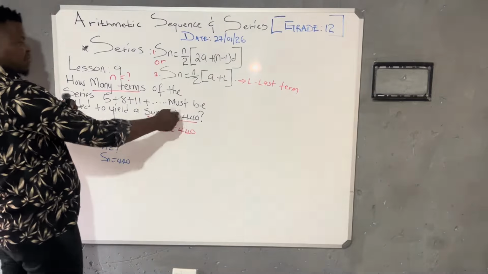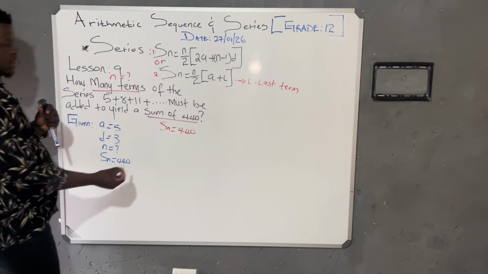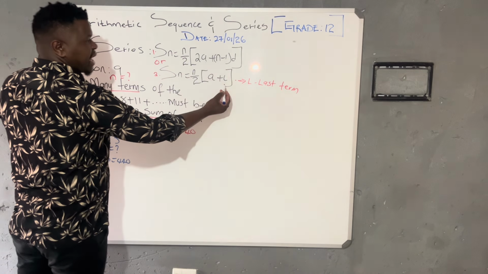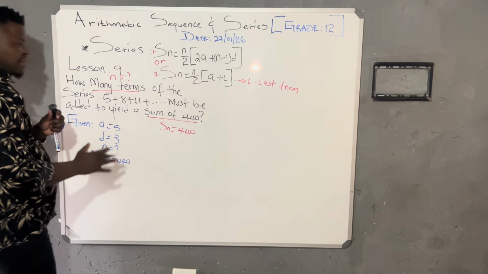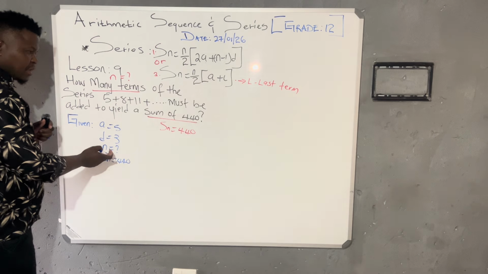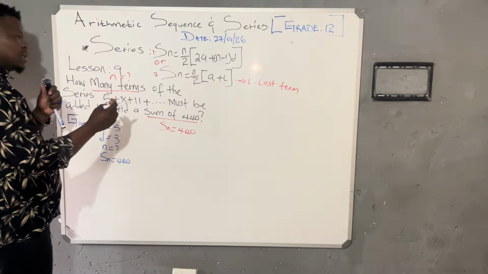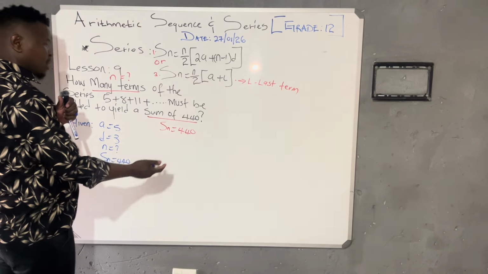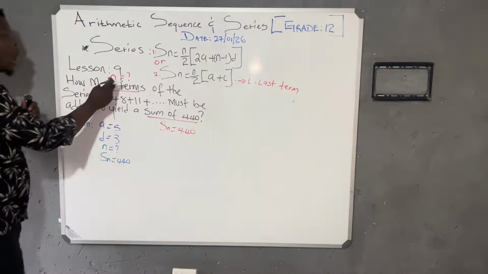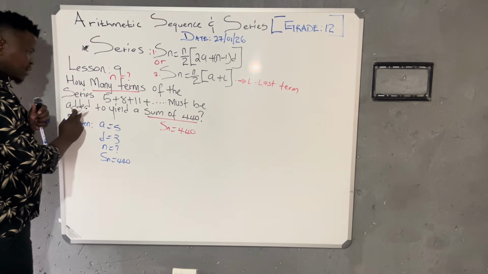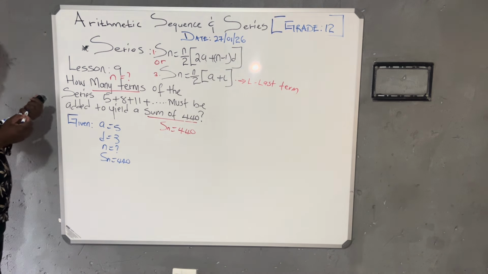Remember, this is not the last term like we have on the previous lesson number 8. This 440 doesn't represent the L. It's actually the Sn altogether. The sum of n numbers, when you add them together, gives us 440. But we don't know how many terms were added together to get 440. That's what this means. So we are looking for n.